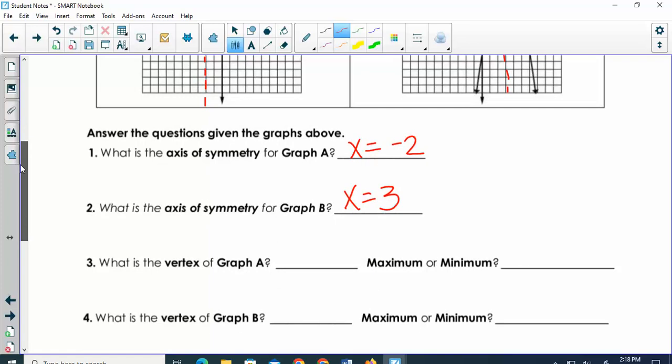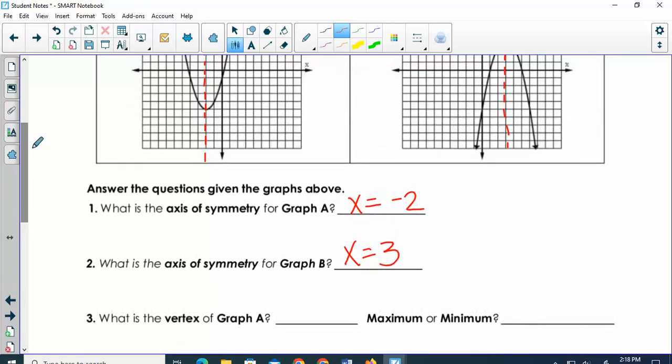All right, what is the vertex of graph A? The vertex is that ordered pair. So the x is negative 2. What's the y? Negative 5. Is that a maximum or a minimum value? Minimum, because it is the lowest point on the entire graph.